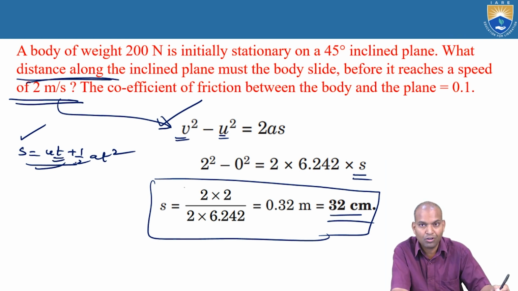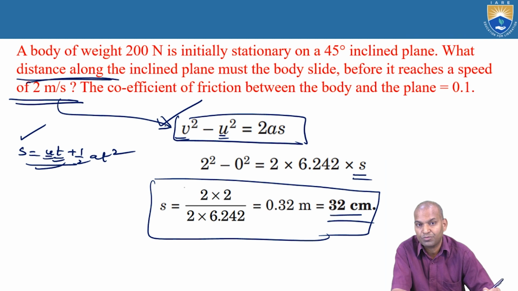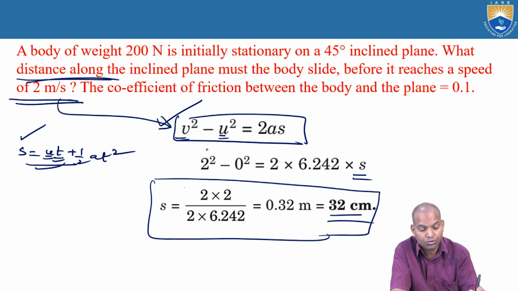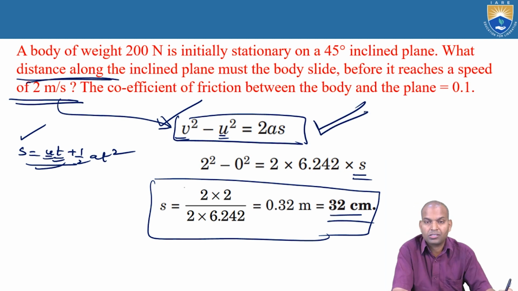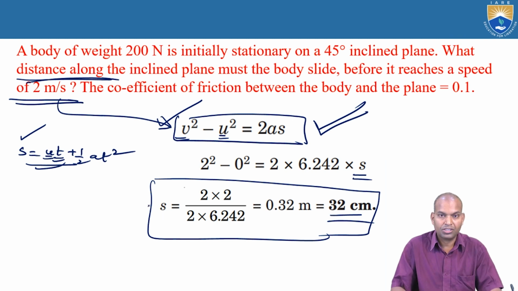That's why we need an expression without time, relating initial and final velocity. Here the initial velocity is given and the final velocity is given too. So we used the derived expression which consists of final velocity, initial velocity, acceleration and displacement. That's why we use v square minus u square equals 2as. Thus we find the distance travelled, that is 32 centimeters.